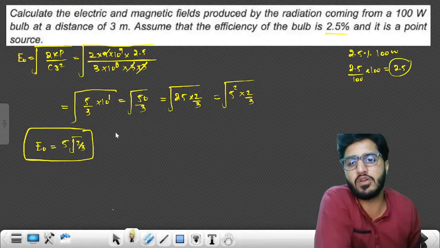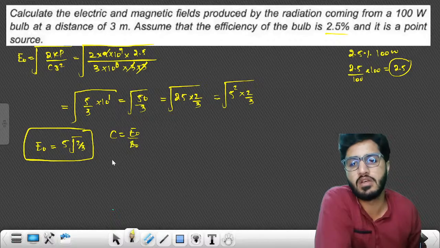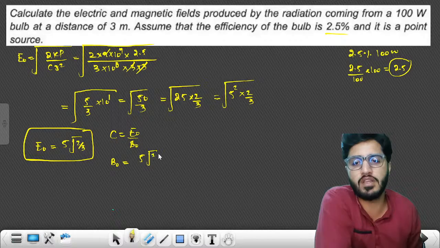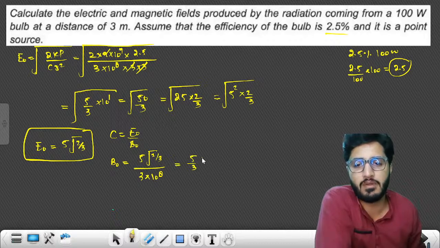What is B naught now? C equals E naught by B naught, so B naught equals E naught divided by C. E naught is 5 under root of 2 by 3, divided by C, which is 3 into 10 to the power 8. I will write here 5 by 3, under root of 2 by 3, into 10 to the power minus 8.